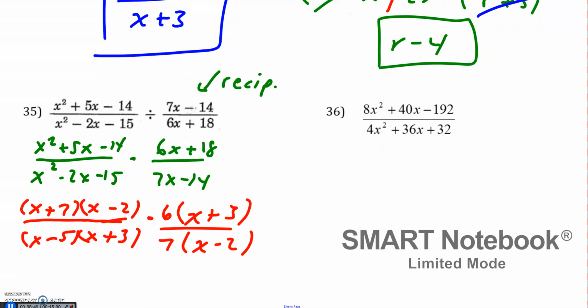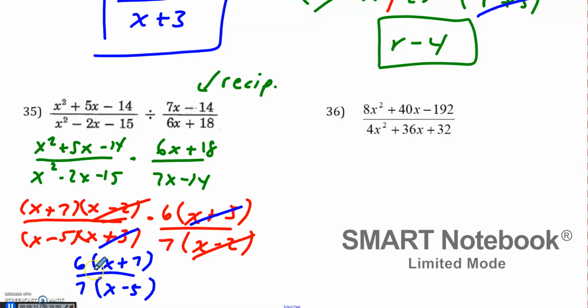Now that everything is in parentheses, I can cancel away. This x minus 2 and this x minus 2 cross out. This x plus 3 and that x plus 3 cross out. Nothing else, though, seems to cross out. And so your final answer could look something like this: 6 times x plus 7 on the top over 7 times x minus 5 on the bottom. If there had been a GCF out of these two numbers, I could have taken it out, but there isn't, so I'm going to leave my answer like that.